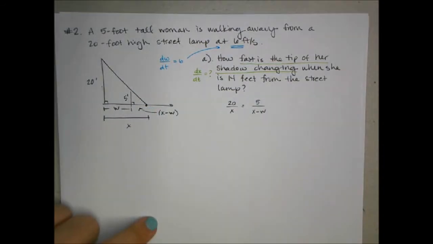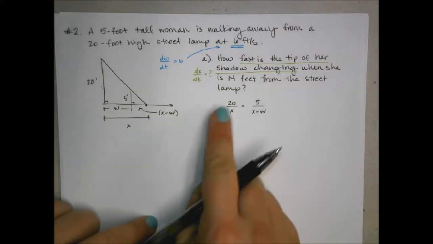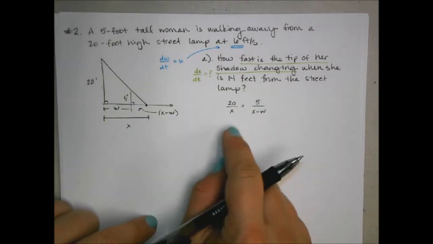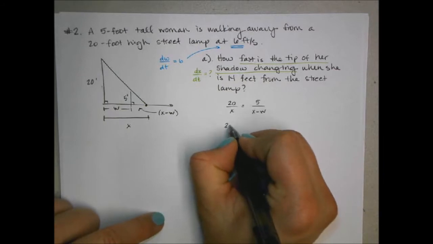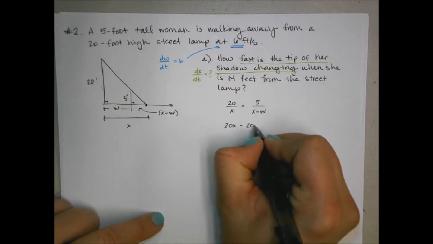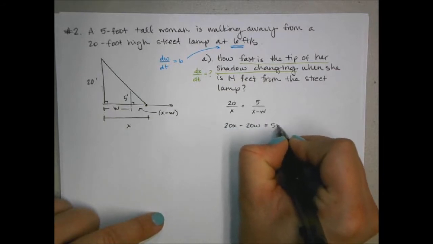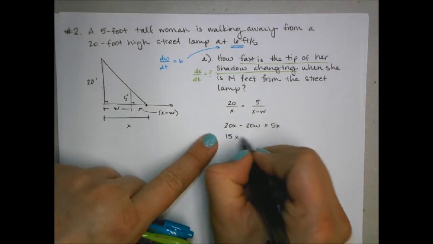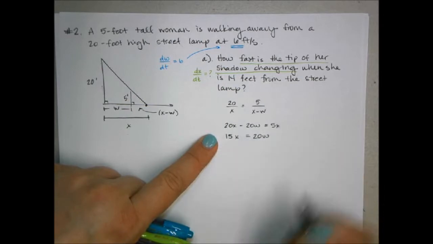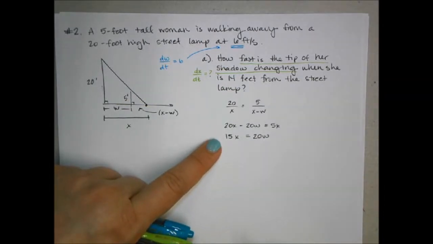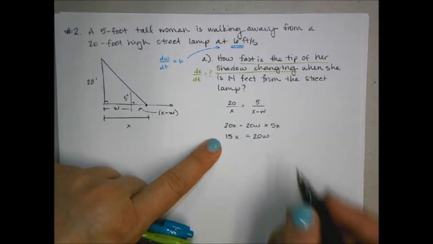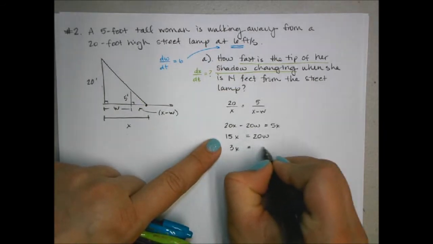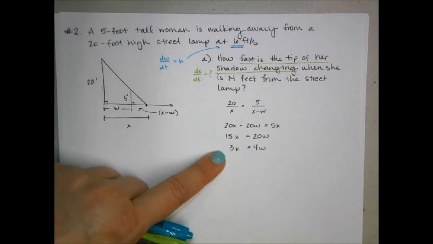All right. So we can simplify this before we take the derivative. Let's go ahead and cross multiply. We get 20x minus 20w is equal to 5x. Or we can write that as 15x is equal to 20w. And we can even simplify by dividing out by 5 on both sides. 3x is equal to 4w. Okay. And then we have our rates of change here, so we're ready to take the derivative of each side.